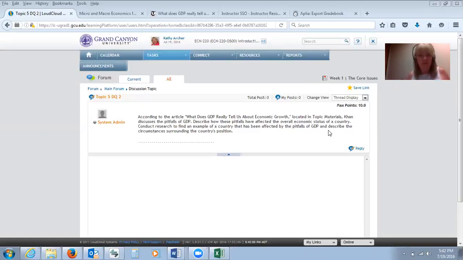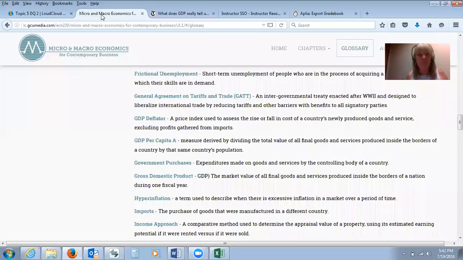Good enough. What I want you to focus on here is, what does GDP mean? What does it measure? What does it not measure? And therefore, what are the pitfalls? So GDP, according to our textbook, this is the glossary of our textbook, by the way, and if you haven't found the glossary, you absolutely should. Click right there to get to the glossary.